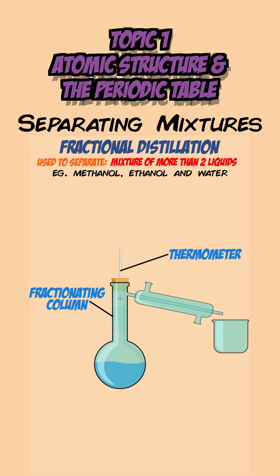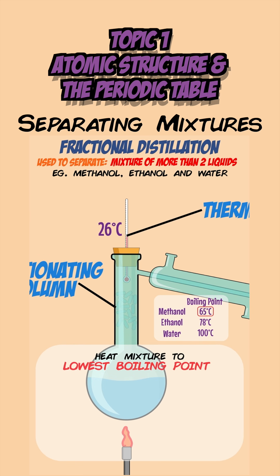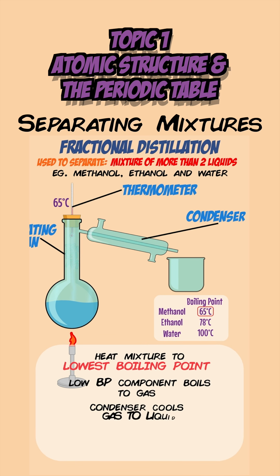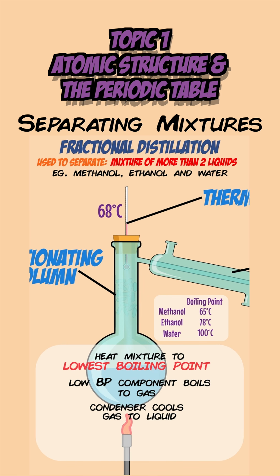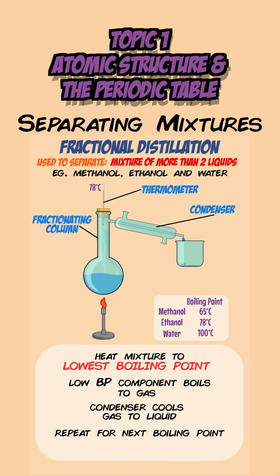So for example, if you had a mixture of methanol, ethanol and water, you would first heat the mixture up to 65 degrees to evaporate, condense and collect the methanol. You would then raise this temperature to 78 degrees and repeat to collect the ethanol. You can keep repeating this process for several liquids.